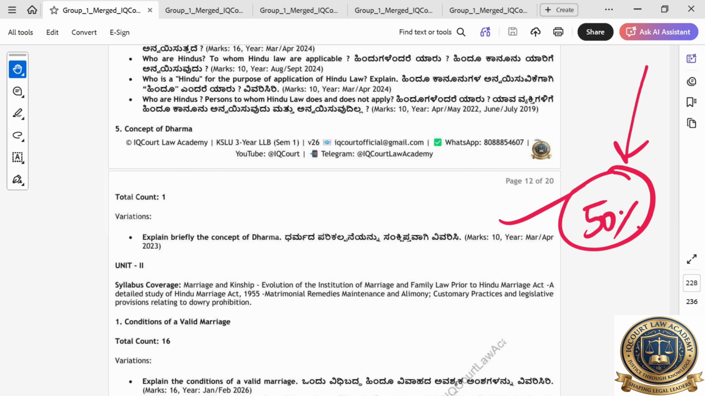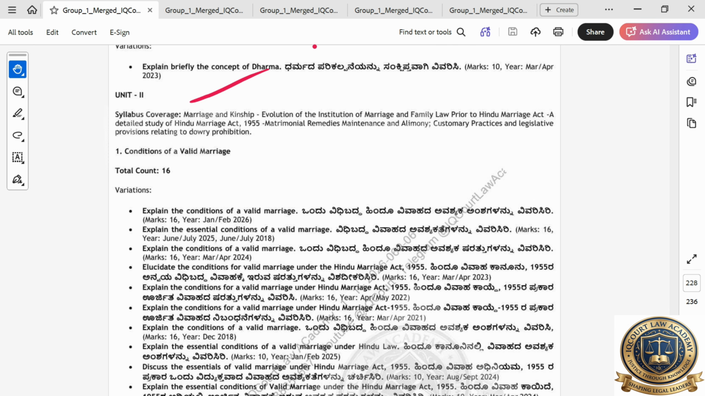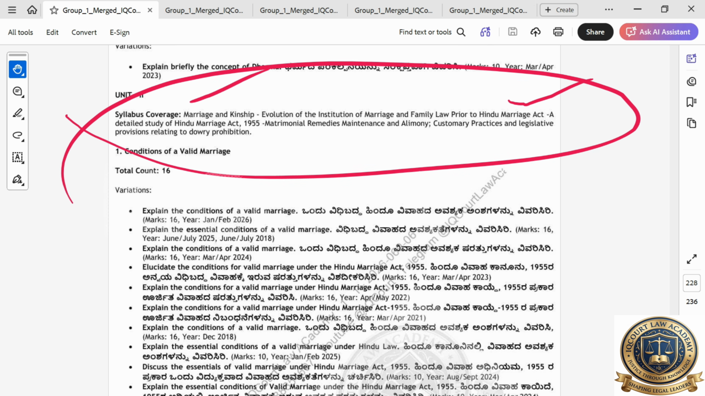Whichever topic I'm studying at 50% probability, you have to study one or two pages. Whichever I'm studying above 90%, you have to be ready to write four to five pages in the exam. Like that you prepare. Then unit 2, marriage and kinship, evolution of institutional marriage and family law prior to the Hindu Marriage Act. This is the syllabus of the second unit.